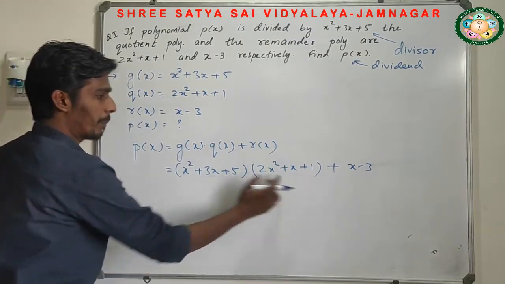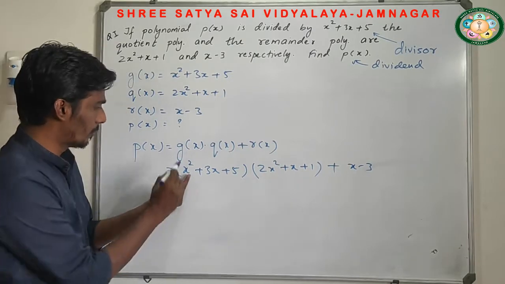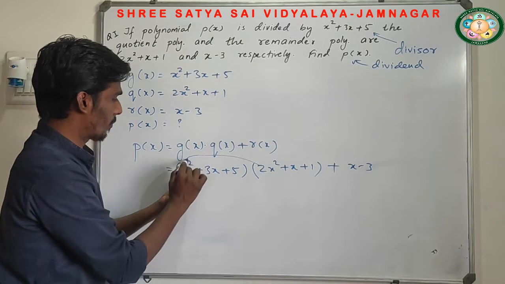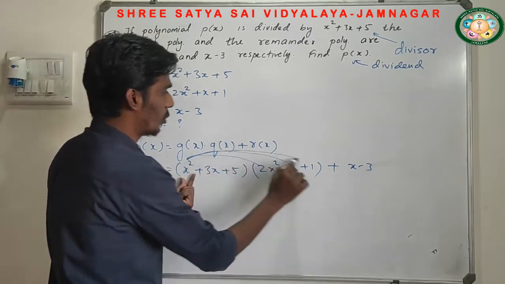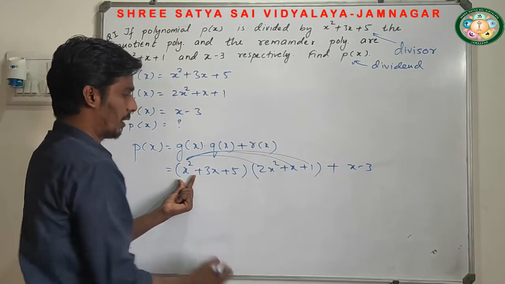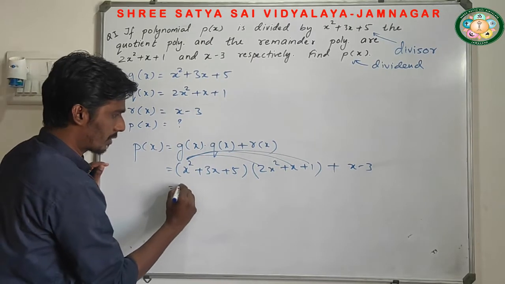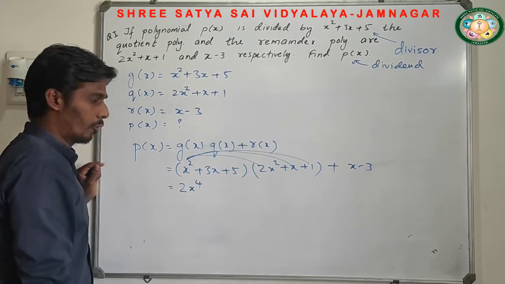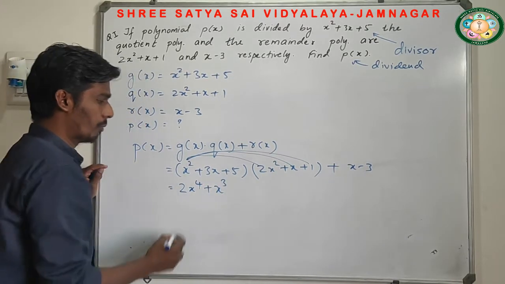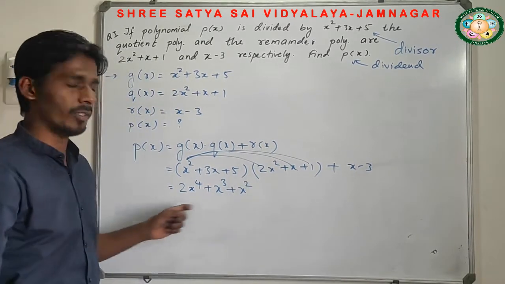Now multiply both this trinomial. This whole bracket is going to multiply with this. What I am going to do, this x square will multiply with all the three terms. X square into 2x square, x square into x, x square into 1. X square into 2x square, it's 2x raised to 4. Now x square into x is what? It's x cube. X square into 1 is what? It's x square. These are the first three terms.